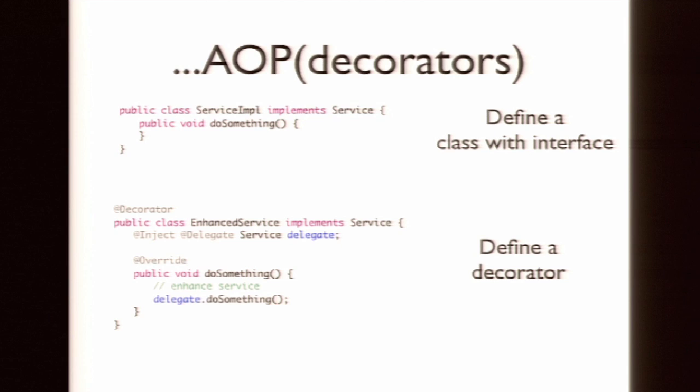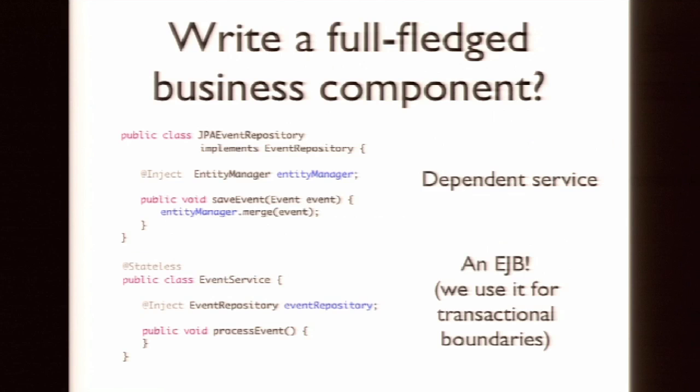You know, so for defining full-fledged business components, I can write, for example, very easily an EJB. So this is a dependent service, it's a simple POJO, doesn't do too much, right? An event repository. And then I can inject it into an EJB. Very often we use EJBs as components that you want to use for setting up things like transactional boundaries, perhaps security, and so on.